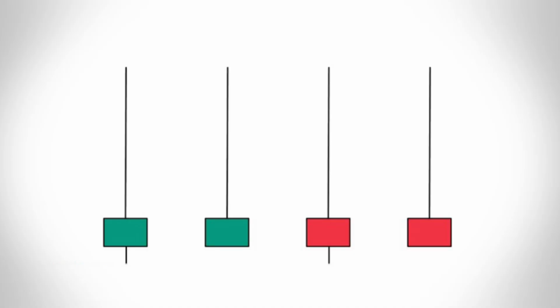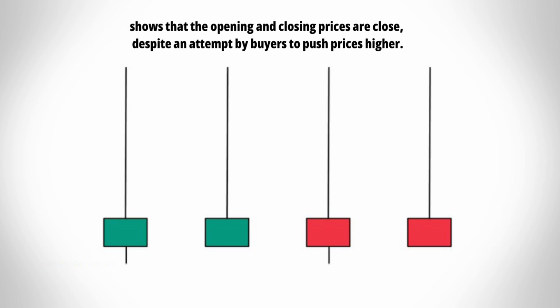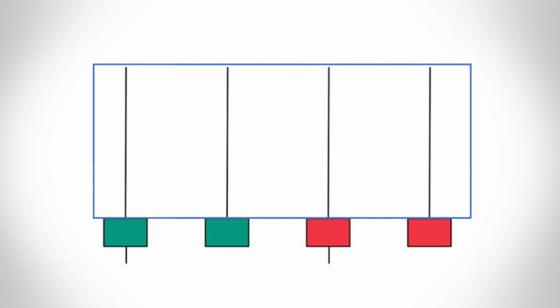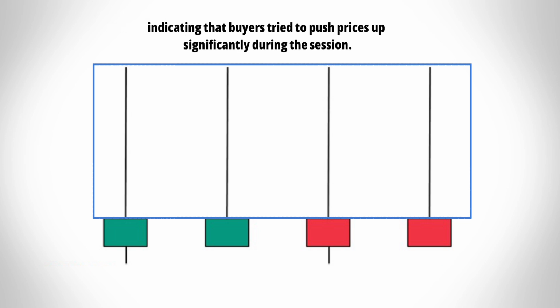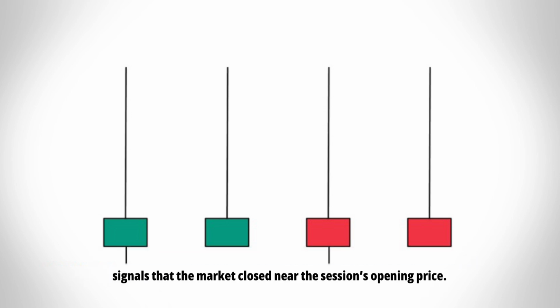An inverted hammer has a small body. The small body near the lower end of the candlestick shows that the opening and closing prices are close despite the attempt by the buyers to push the price higher. It has a long upper wick. The upper wick must be twice the length of the body, indicating that buyers try to push the prices up significantly during the session. It has little or no lower wick, and a minimal lower wick or none at all signals that the market closed near its opening.